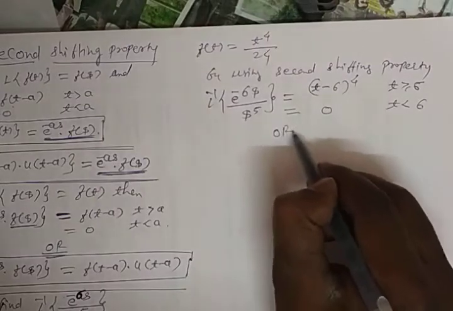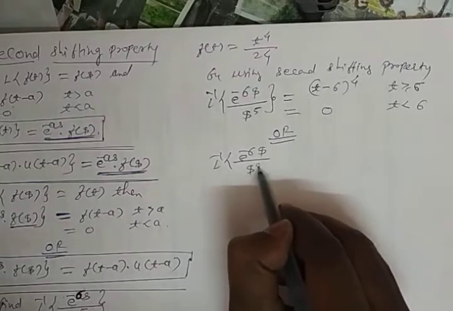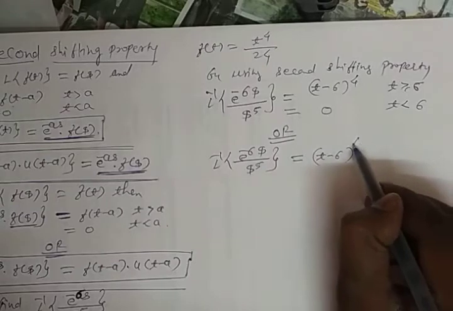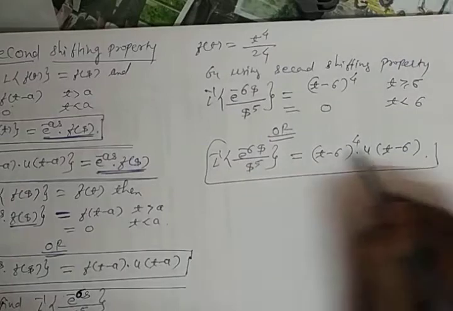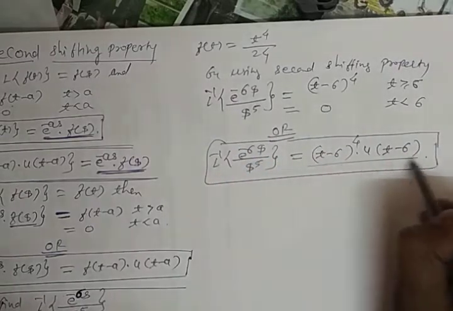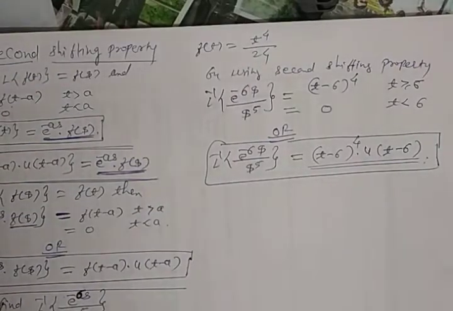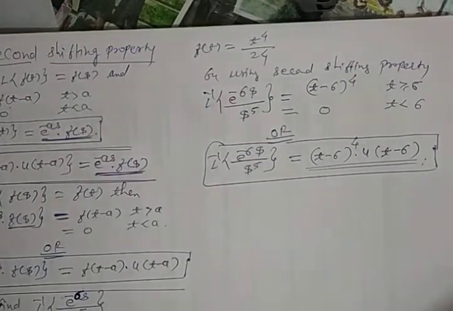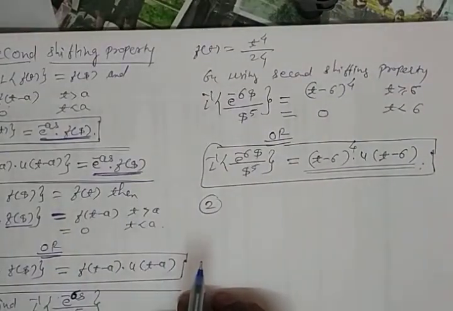And what is the second answer? Laplace inverse of e raised to minus 6s upon s raised to 5. This can be written as t minus 6 raised to 4 upon 24 into u of t minus 6. Okay, so I think this is the better option. So t minus 6 raised to 4 upon 24 into u of t minus 6, this is the answer. Okay, and we have to follow this answer. Now let us take another example. Let us take one more example for this.